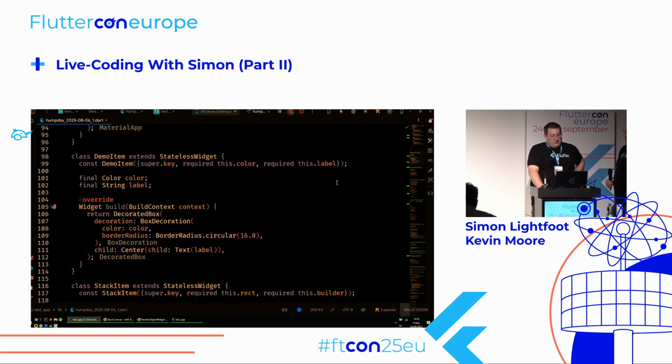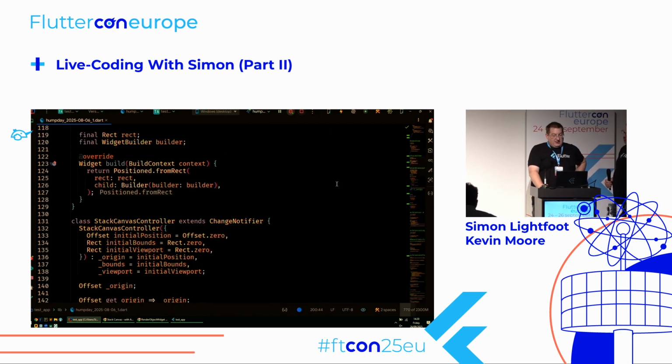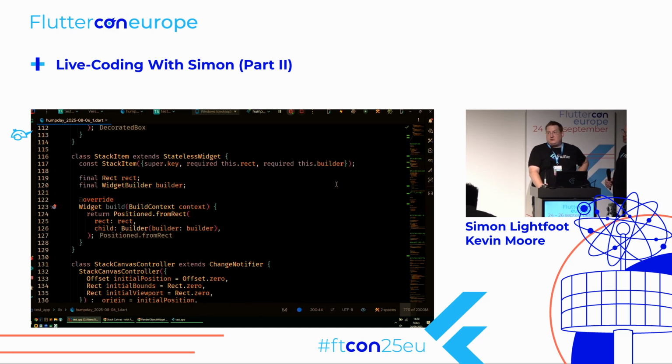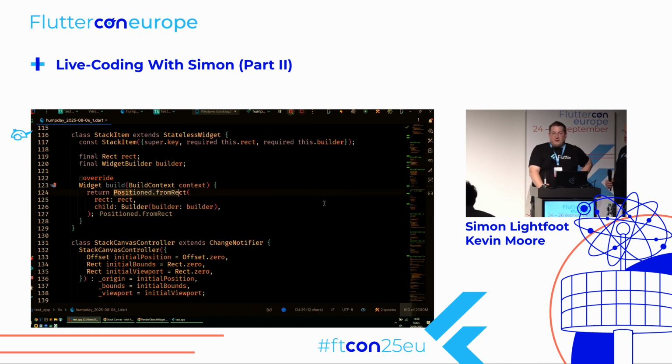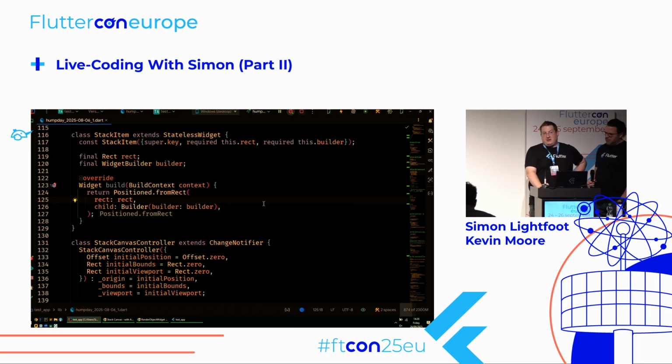In general, the approach taken is around taking advantage of what the framework gives us. We call it a stack canvas because we based it off of stack originally. There is no stack widget in this. We take advantage of the fact that positioned from rect sets parent data, which is how we can essentially notify our custom render object that there's a rectangle it needs to pay attention to. This could also be a custom widget, makes no real difference. Taking advantage of the fact that the framework already has the code for this.